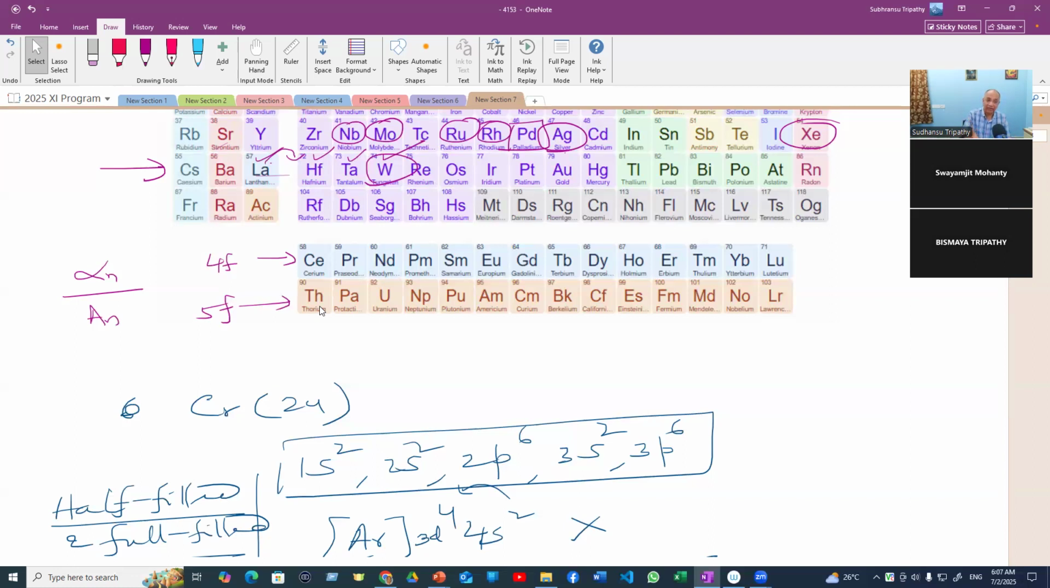And moreover, for lanthanum and actinium, you have to look at their similarities with the other lanthanide and actinide elements respectively, although they do not carry f electrons. Got it, Mr. Tripathi?